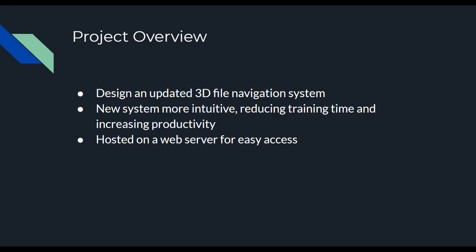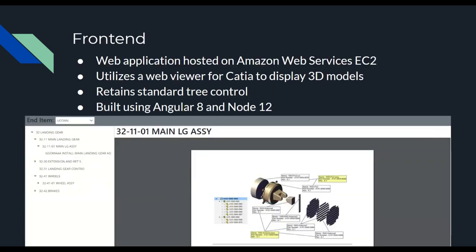The goal of this new system is to be a more intuitive, visual-based approach which would reduce training time and increase productivity in the workplace. The system is also hosted on a web page to allow for easy access to employees. We accomplished this by creating a web application hosted on Amazon Web Services EC2 or Elastic Computing Cloud. The EC2 functions as a server for the application to run off of.